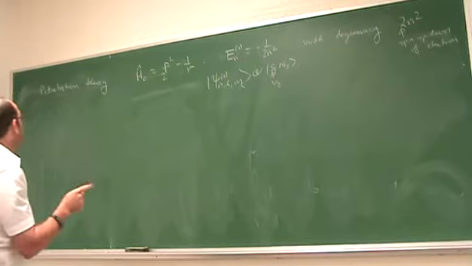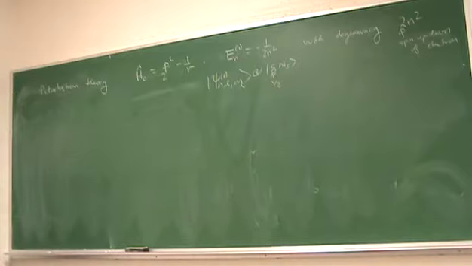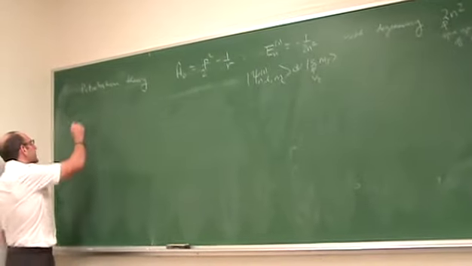So we have this degeneracy, so we have to do degenerate perturbation theory. The ground state, as we said, is kind of boring. Let's look at the first excited state.